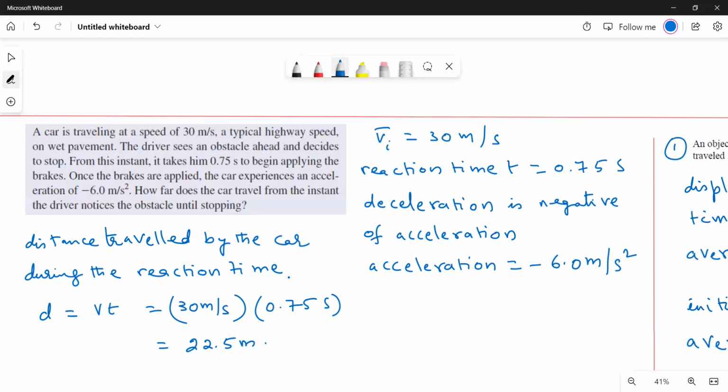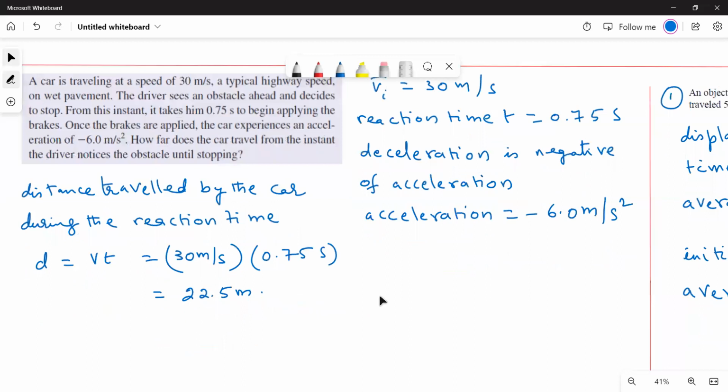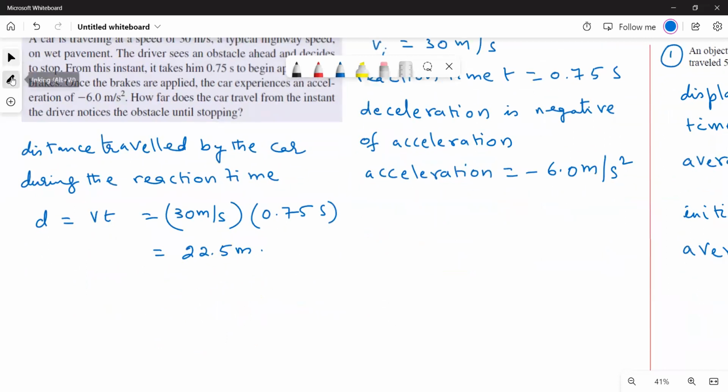Now after the reaction time, the driver applies the brakes. When the driver applies the brakes, the car eventually comes to a stop. It will not come all of a sudden. It takes some time to come to a stop. So during that time the car is decelerating, that means the velocity is decreasing. The velocity decreases slowly and finally comes to a stop. He is not applying the sudden brake. So here we will find out the distance traveled by the car during the deceleration.